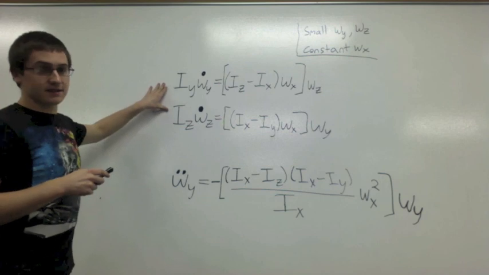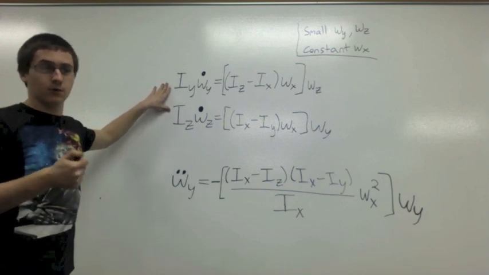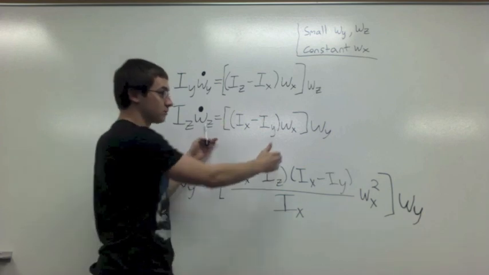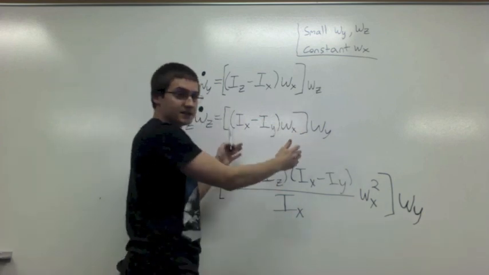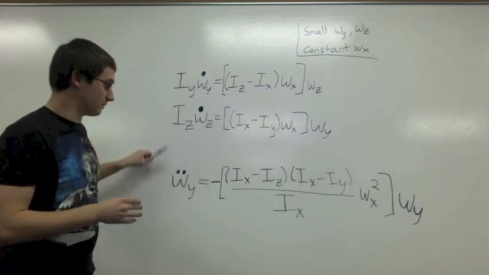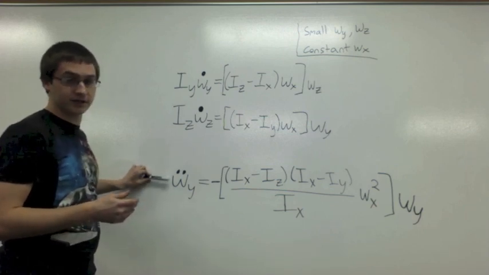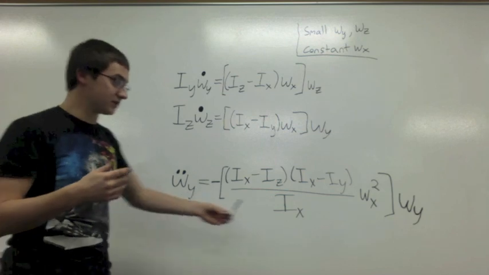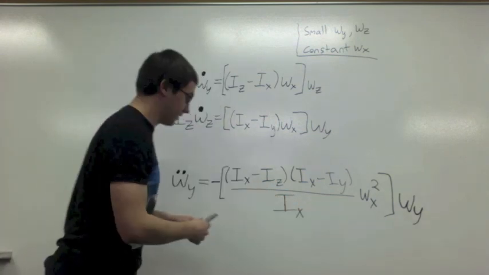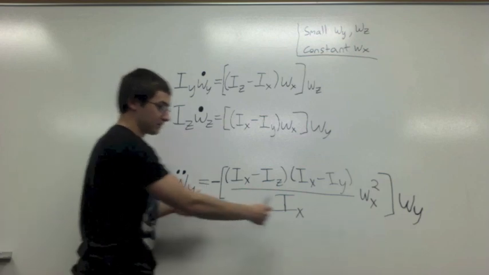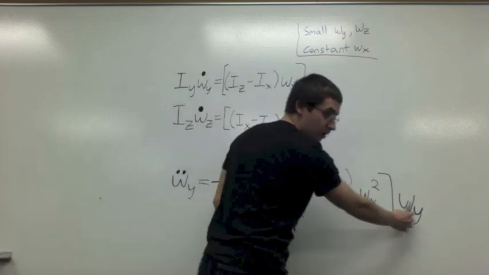Let's now take the second two equations in Euler's equations. Because omega x is constant, these terms in brackets are constant expressions. For solving the system of equations for omega y, we get this resulting equation down here, which again, because omega x is constant, we have omega y double dot equals a minus constant term times omega y.